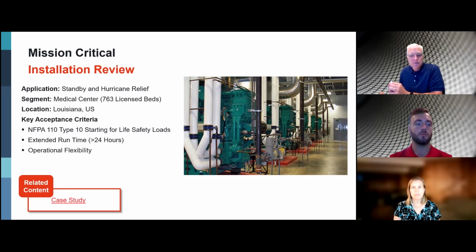Therefore, the hospital planned one 1750 kW diesel to cover this Type 10 requirement, Article 700, as well as 701, and added 5 additional natural gas 1750 kW units to cover the remaining power needs of the hospital. So how did this all work?